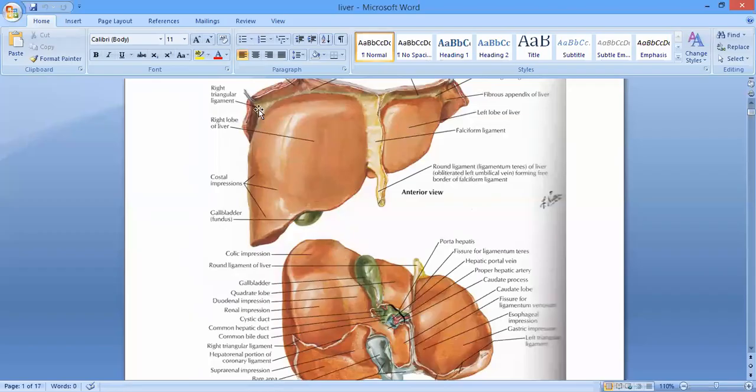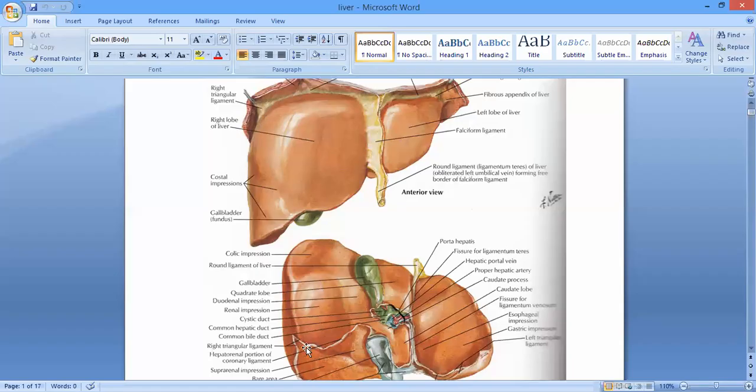This one. The right triangular ligament, it is just some type of peritoneal suspensory ligament of the liver. Okay, it is formed by the superior and the inferior reflections of the right coronary ligament. Okay, and this ligament is longer than the left side ligament, which is the shorter one. Right? And it is situated at the right extremity of the bare area.